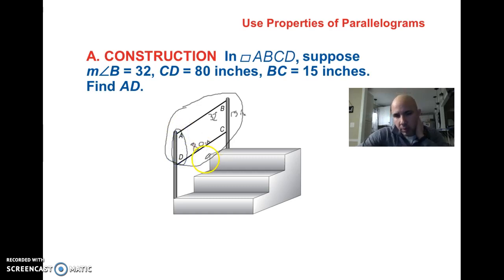All right, it's pretty simple. We know the properties of parallelograms. We know that if it's a parallelogram, the opposite sides have to be the same. So if BC equals 15, we know that BC has to be congruent to side AD. Based on this information, BC is 15 inches.